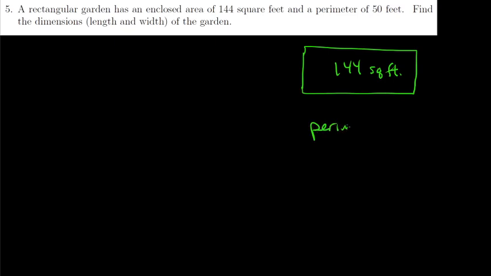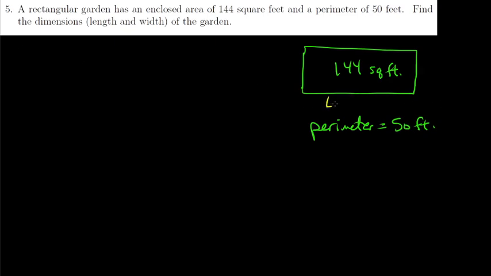Another rectangle. This is a rectangular garden that has an enclosed area. So here's the garden. Let's try that again. A little sloppy. We have an area of 144 square feet and a perimeter of 50 feet. Okay, so I don't think we saw one like this. This is interesting. I think we can figure it out.